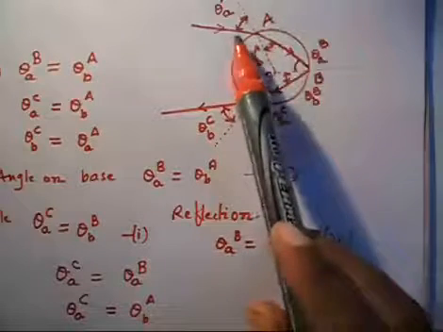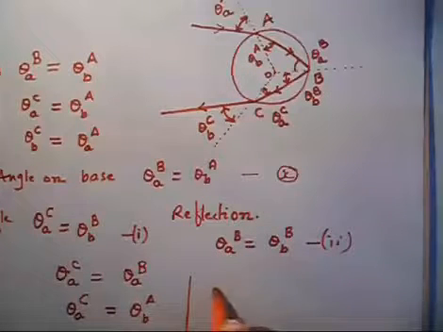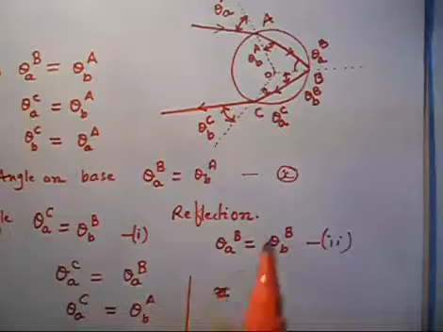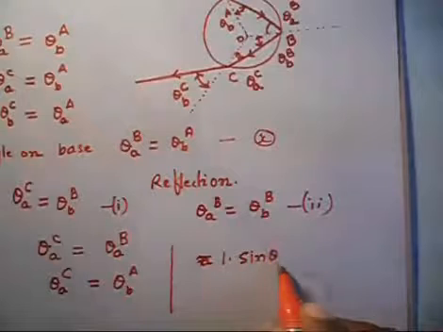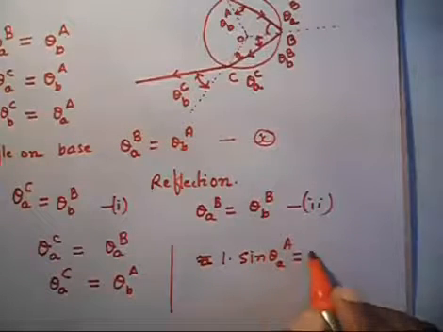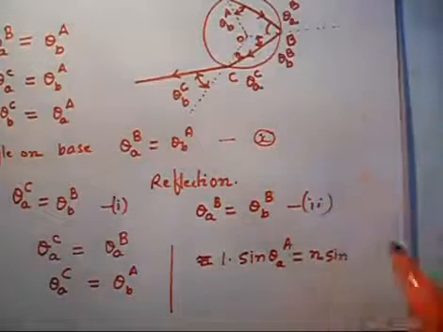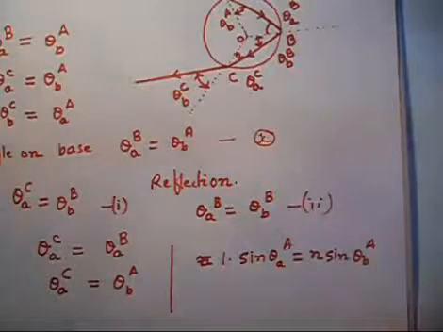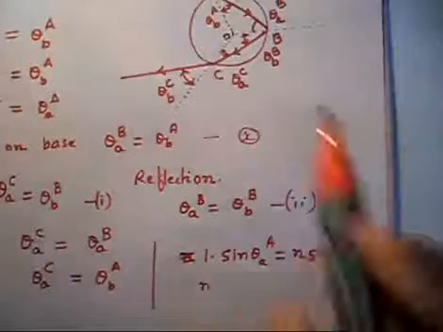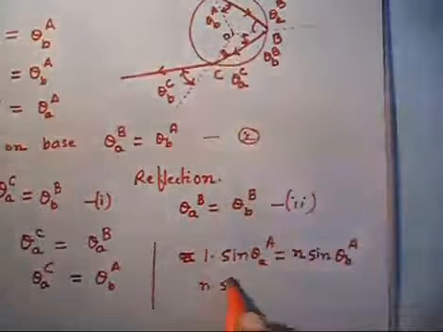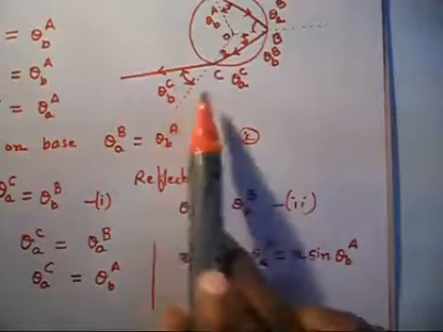How can we prove it? If I write Snell's law at point A, I can write, let us say this side medium has refractive index 1, so 1 times sin theta A at A is equal to n times sin theta B at A. This is at point A. Now if I write at C, I can again write n times sin theta A at C is the same as 1 times sin theta B at C.